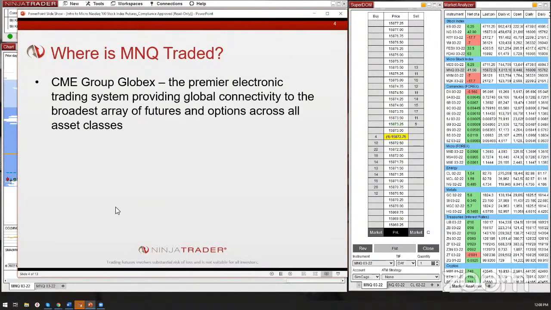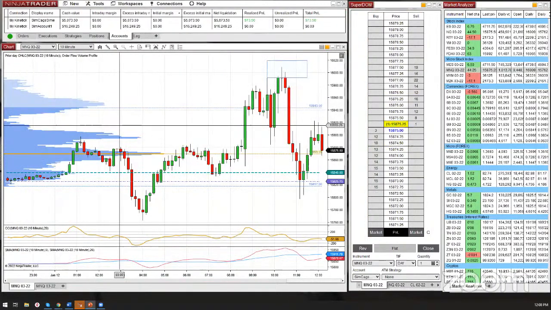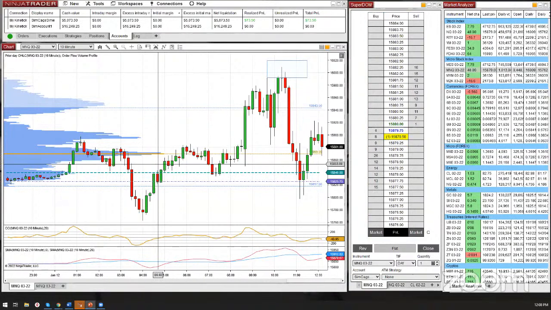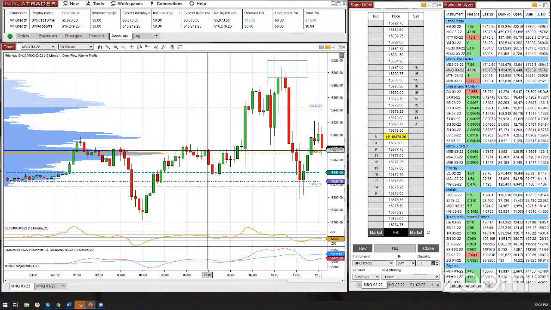So it's traded electronically on the CME Group Globex electronic trading platform. And there's the definition: the premier electronic trading system providing global connectivity to the broadest array of futures and options across all asset classes. And I might be jumping the gun here a little bit, but let's talk about Globex, and let's talk about a regulated, transparent exchange that takes orders on a first in, first out basis.